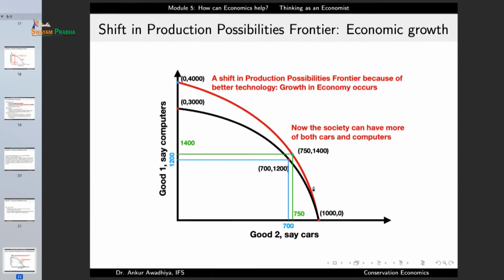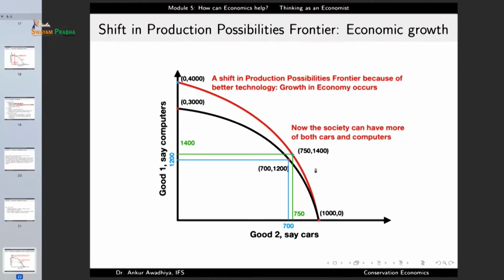When that happens, now if you look at these 2 points, earlier the society could have 700 cars and 1,200 computers. But now this point is also possible, that the society can have 750 cars, that is more number of cars, and 1,400 computers, that is more number of computers. So now this society can have more computers and more cars, even though the technology has only increased the number of computers that can be made.